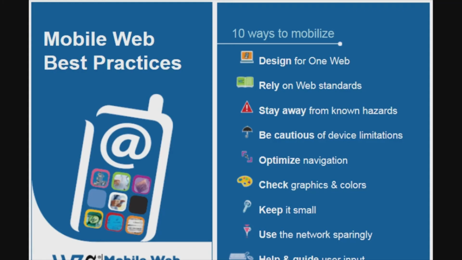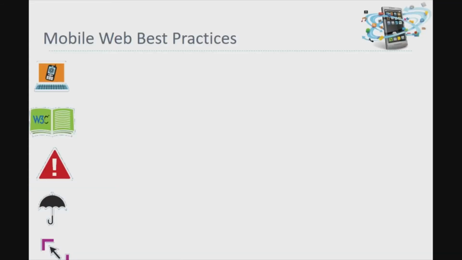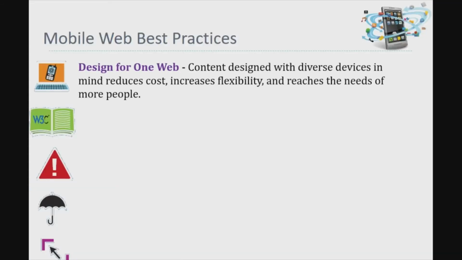So: design for one web, rely on the web standards, stay away from known hazards, be cautious of device limitations, optimize the navigation, check graphics and colors. When we're dealing with the graphical user interface, keep it small but not too small. Use the network sparingly, help and guide user input, think of the user on the go while you're designing the mobile web.